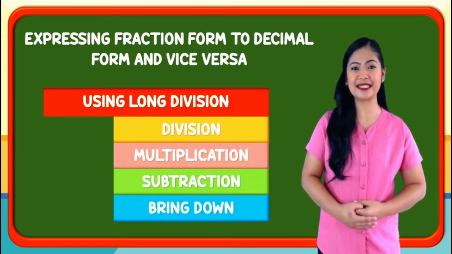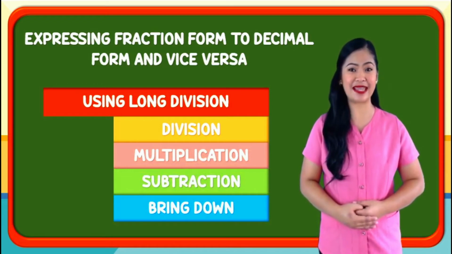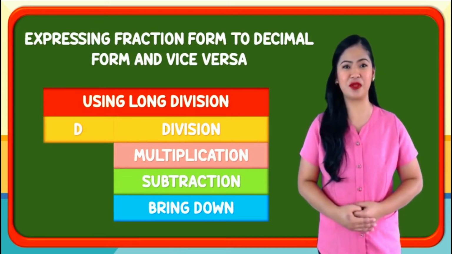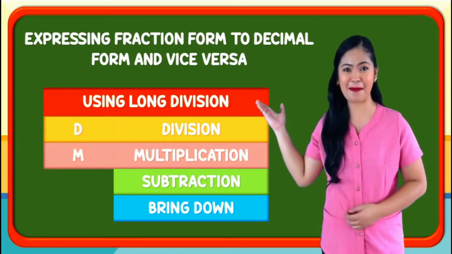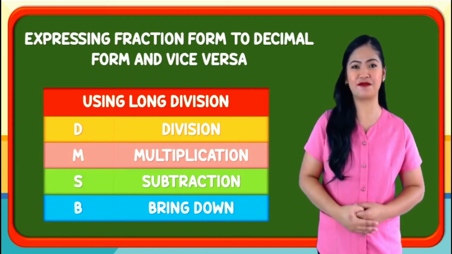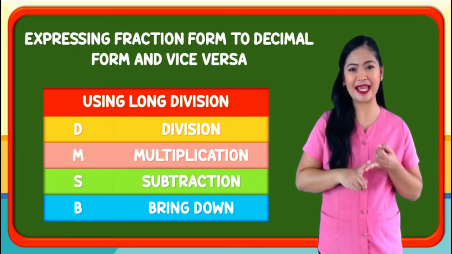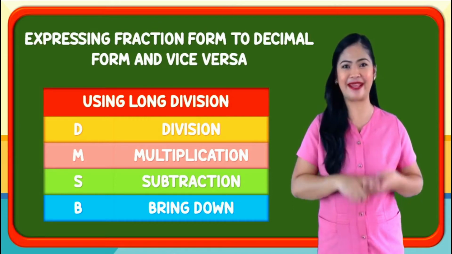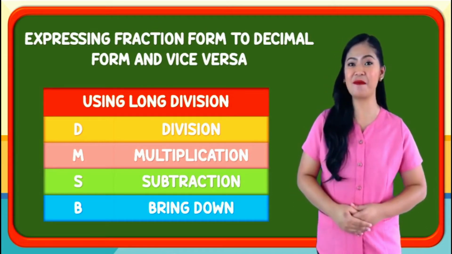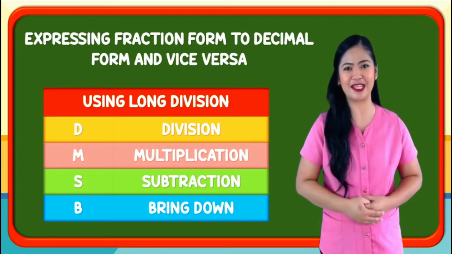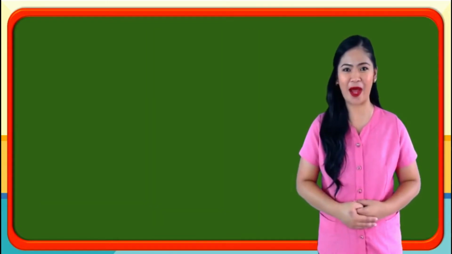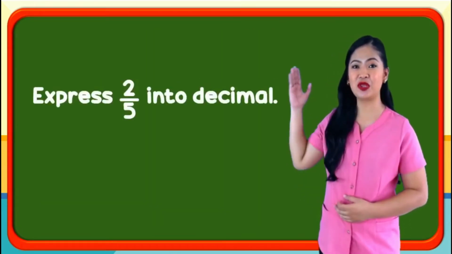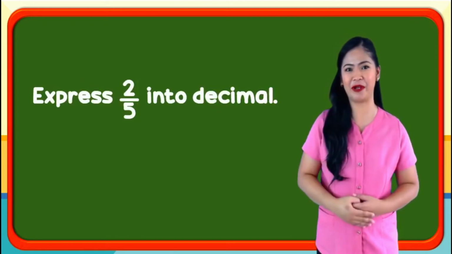To remember it easily, try remembering the first letters of the steps, which will be D, M, S, B, which stands for divide, multiply, subtract, and bring down. I have here some examples to show how it is done. For the first one, express 2/5 into decimal form.